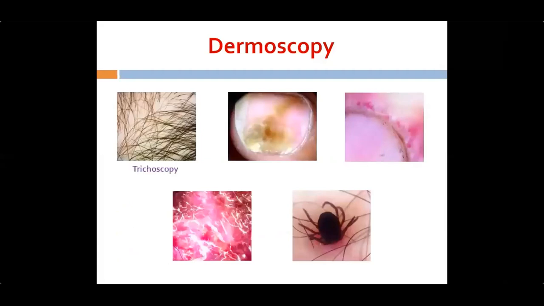For example, trichoscopy for the assessment of hair and scalp conditions, onychoscopy for nail disorders, capillaryoscopy for nail fold capillaries, inflammoscopy for inflammatory dermatoses, and for infections and infestations, the term entomodermoscopy is employed. So these are basically dermoscopy used in different fields of dermatology.